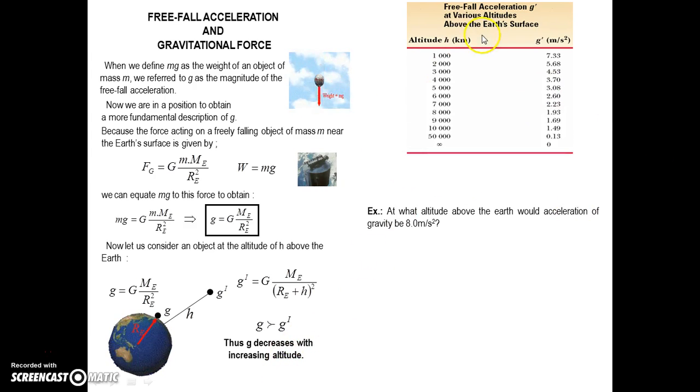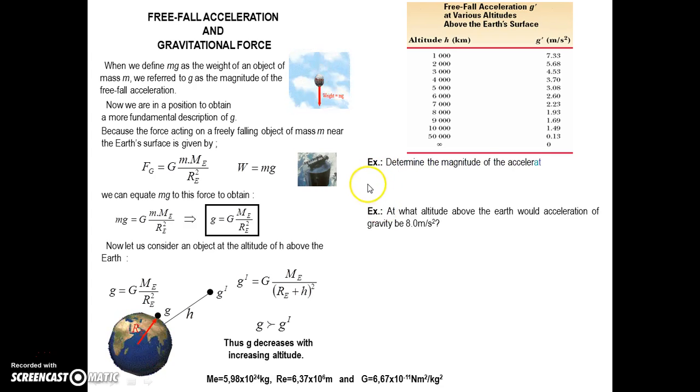And there is a table of free fall acceleration g at various altitudes above the Earth's surface. You can see the altitude in kilometers: 1 kilometer, 1000 kilometers, 2000, up to 50,000 kilometers. When the altitude is increasing, you will see g is decreasing.